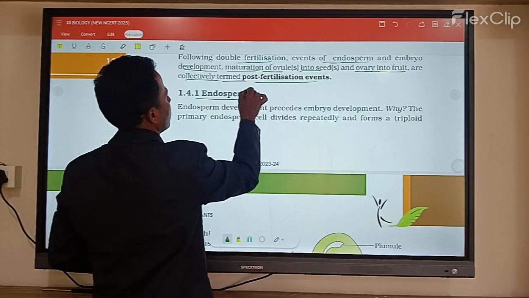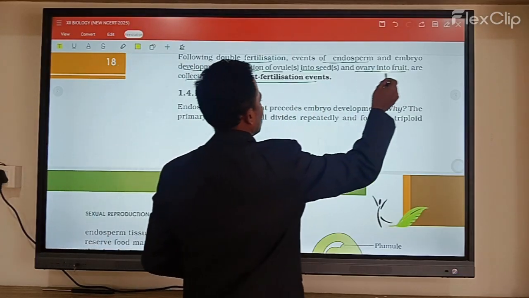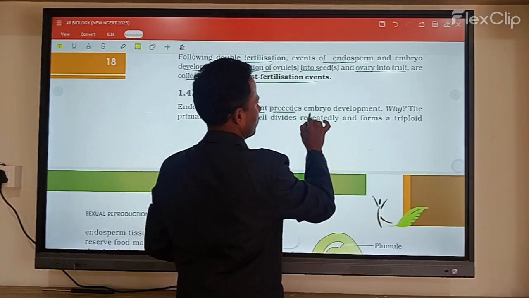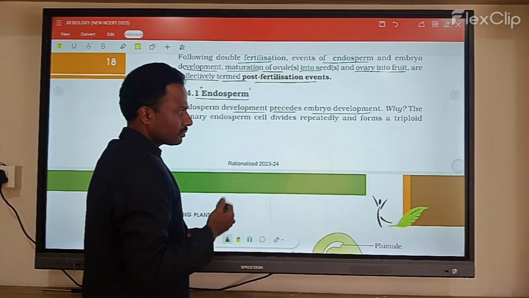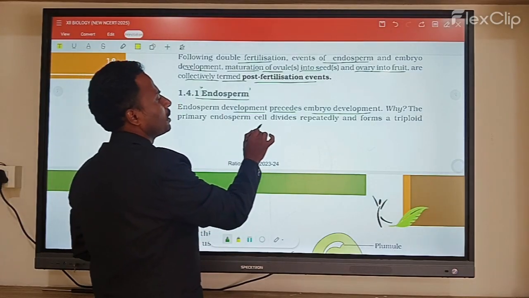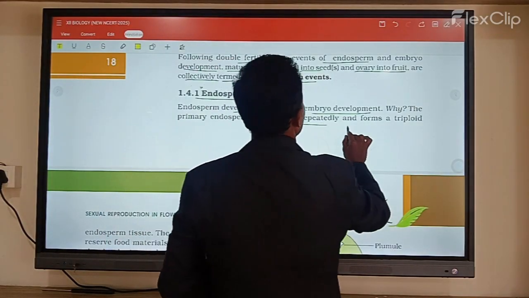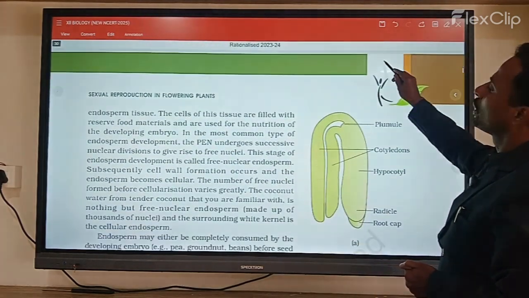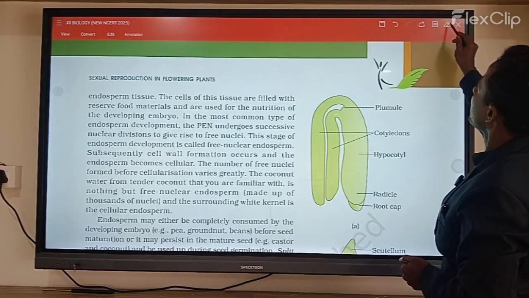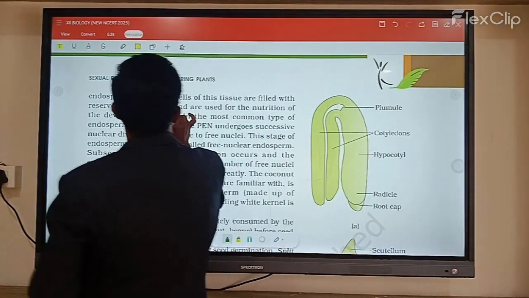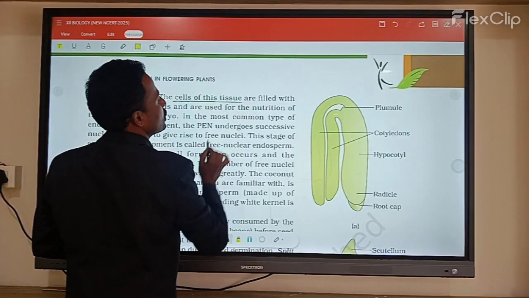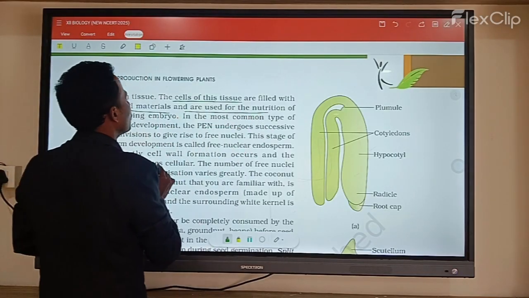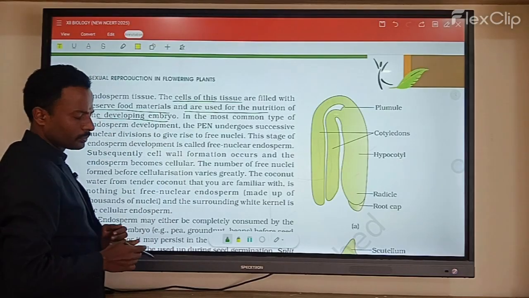Let us discuss endosperm. Endosperm development precedes embryo development. Why? The primary endosperm cell divides repeatedly and forms a triploid endosperm tissue. The cells of this tissue are filled with reserve food materials, and they are used for the nutrition of the developing embryo.